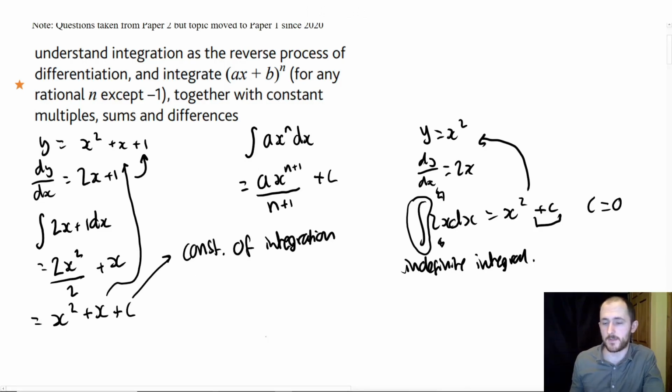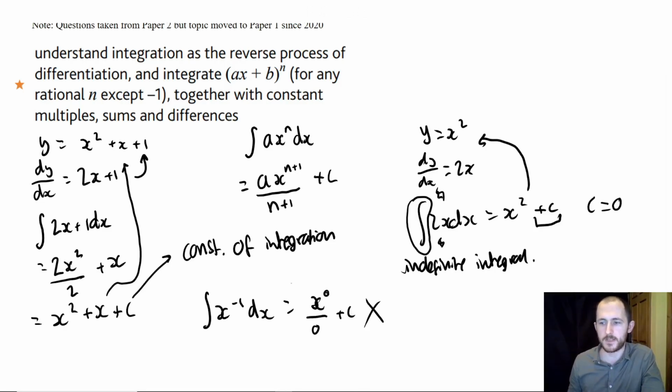The last thing I'm going to say is it says, for any value of n except minus 1. Well, let's have a look at that. If I have x to the minus 1, and I were to integrate it, let's see what happens. If I used this rule, I would get x to the power of 0 over 0 plus c, which is obviously not right. So the only value it doesn't work for is minus 1. For every other value except minus 1, you can use this rule here.